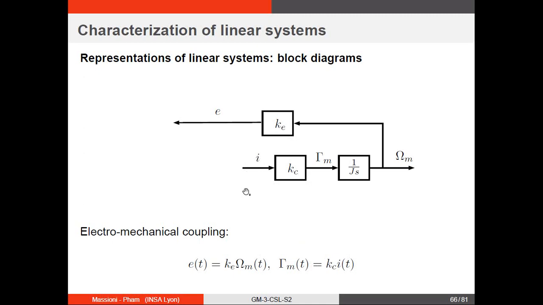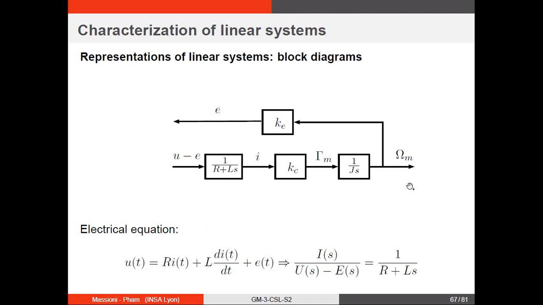Pay attention, this expression over here, what is written here, depends on the arrows, okay? So remember again, this expression means that the output is the input times what's inside the box. If you change the direction of the arrow, this will change, assuming this is possible due to causality, okay? So read this thing over here: it means gamma m is Kc times I. This thing over here means E, the output, is Ke times omega m, and not vice versa.